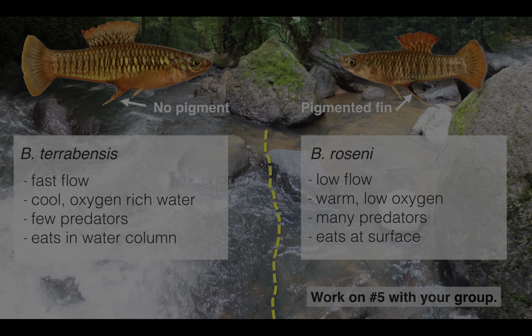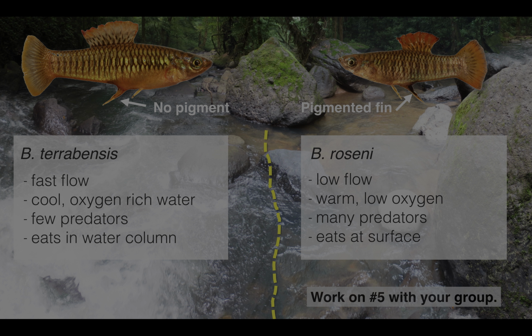All right, so some ideas that you could have come up with here are that, maybe because they live in different environments, different ecologies, if one species swims over into the other environment, it might not do so well, okay? So if you're Terabensis and you swim over into Rosenei habitat, you might not know how to avoid predators, okay? So you might be eaten by predators more often.